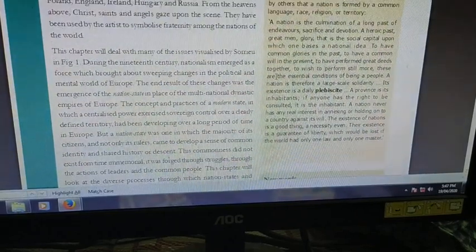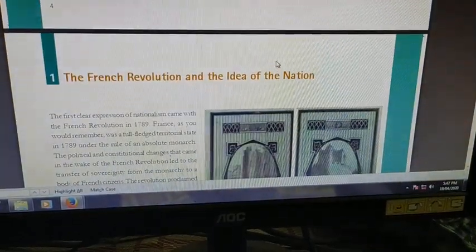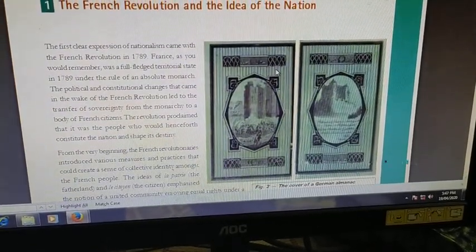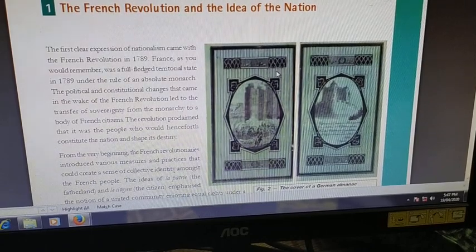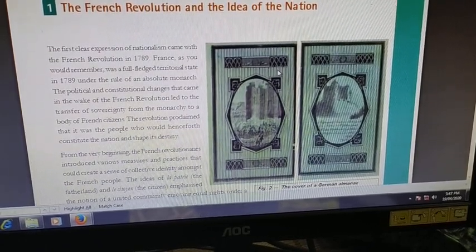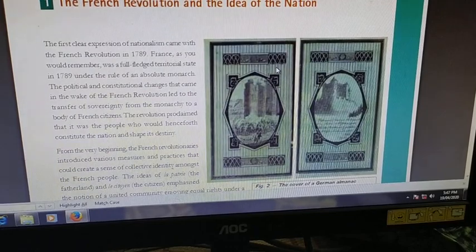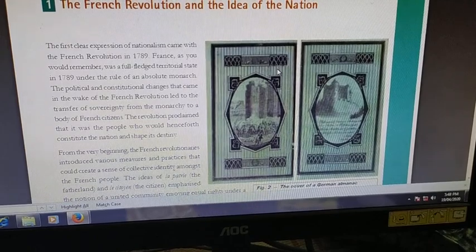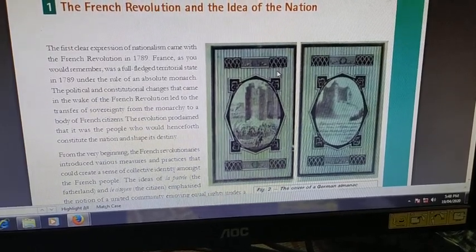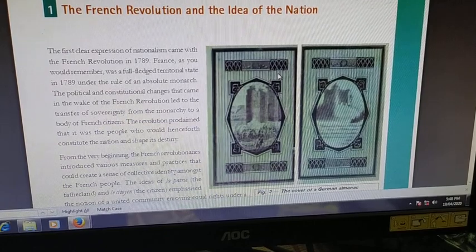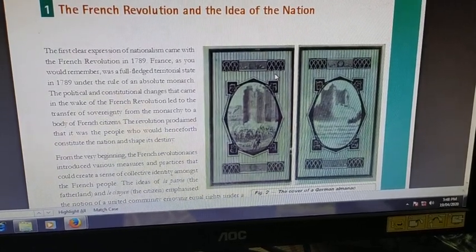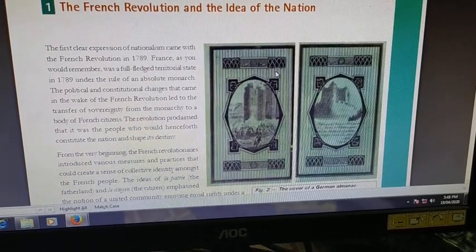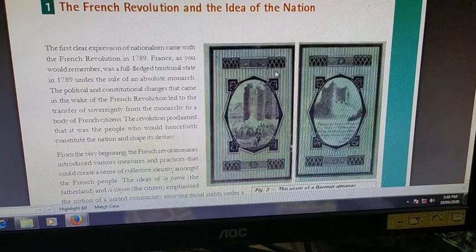Now we'll start the first part, that is the French Revolution and the idea of the nation. This is the first part of this chapter. The first clear expression of nationalism came with the French Revolution in 1789. As you would remember, France was a full-fledged territorial state in 1789 under the rule of an absolute monarch. So from the very beginning, the French revolutionaries introduced various measures and practices that could create a sense of collective identity amongst the French people.